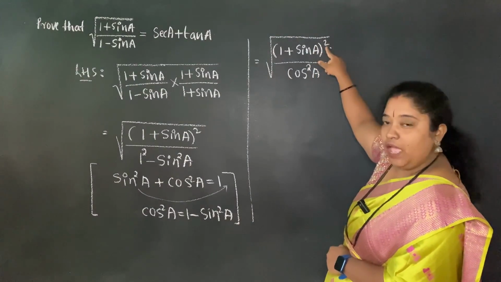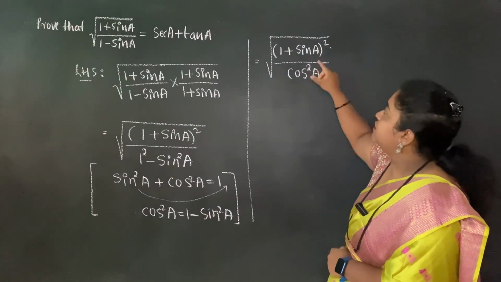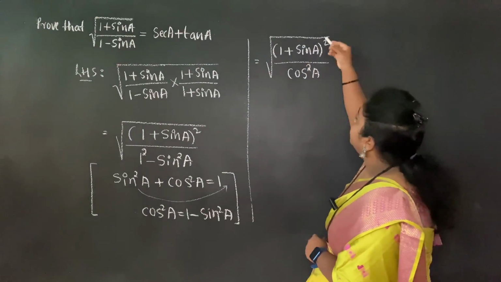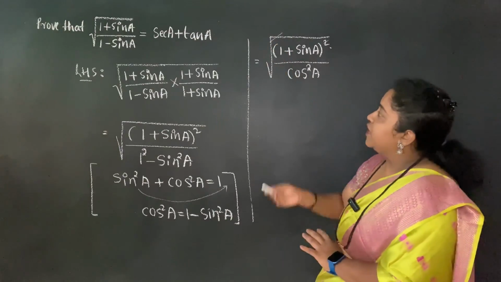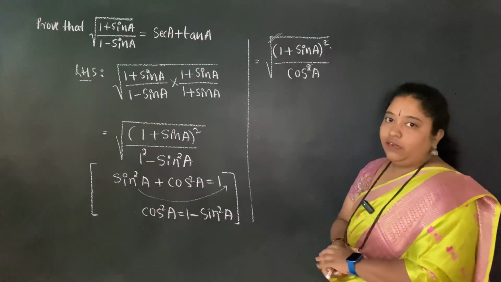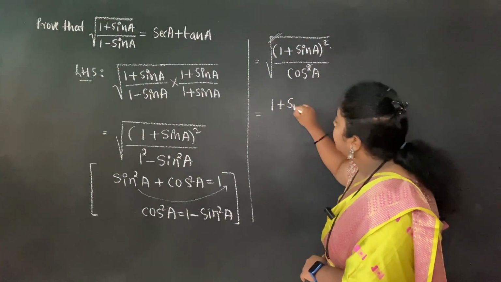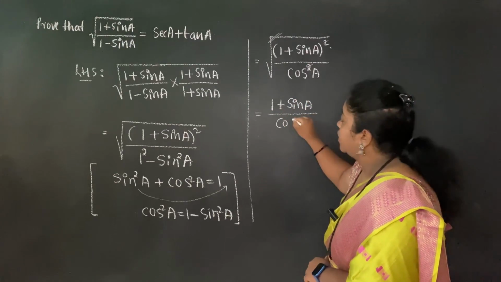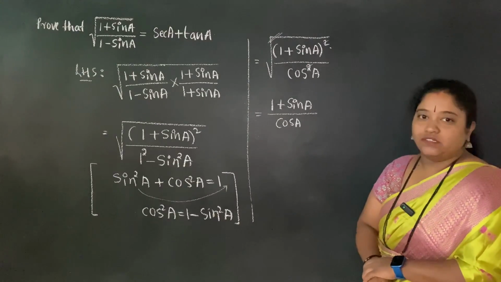In the numerator also we have a square, in the denominator also we have a square, which means now I can remove the square root. Is it not? Now see, in the numerator part the square and root got removed, and in the denominator part the square and root got removed. Now what am I left with as the answer? 1 plus sine A whole divided by cos A.